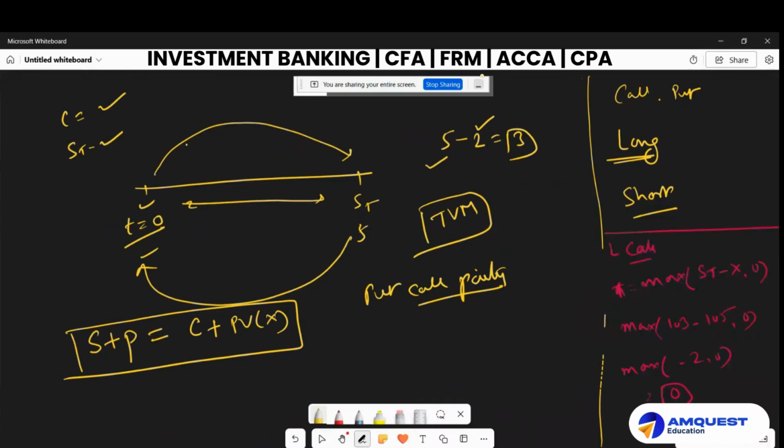The idea is very simple. When it comes to put call parity, it says that you buy a stock. When you buy a stock, what's your risk? That it goes down from the amount you bought it at. That's the only risk. If it goes up, you're happy. If it goes down, you have a risk. So let's buy a put. So you're safe.